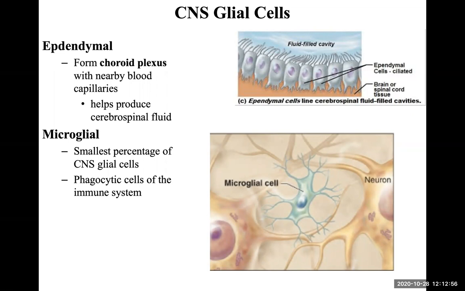That said, if they are not able to control infection within the central nervous system, that can become particularly problematic because of the blood-brain barrier. It's very difficult to deliver medications to the central nervous system because that's such a highly selective barrier.